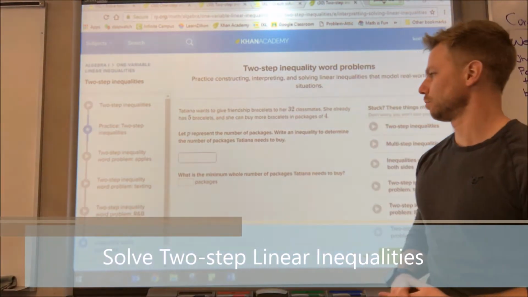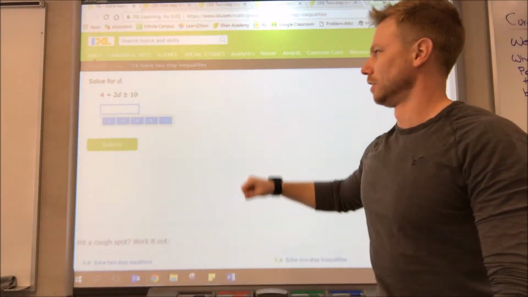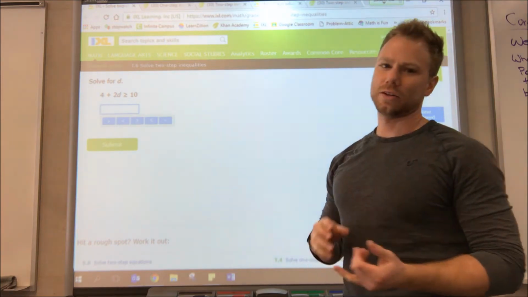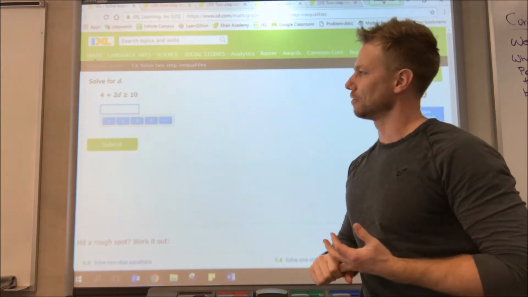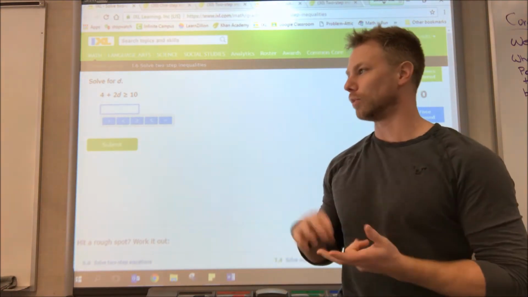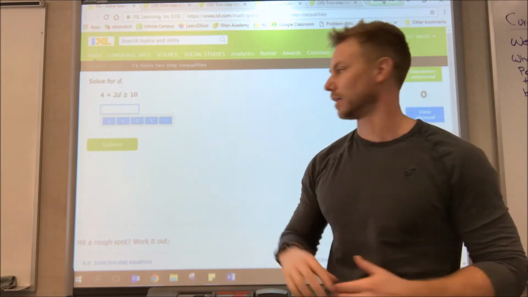We are looking at some practice where we are writing inequalities. Very similar to what we did when we were solving equations. Follow the same steps. The only thing is we have to make sure to include our inequality sign. And remember, if you multiply or divide by a negative number, it flips your inequality sign around.